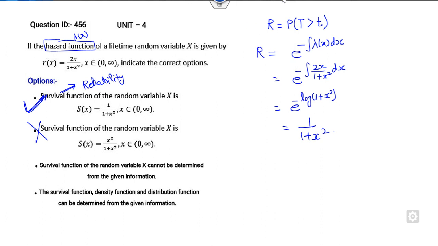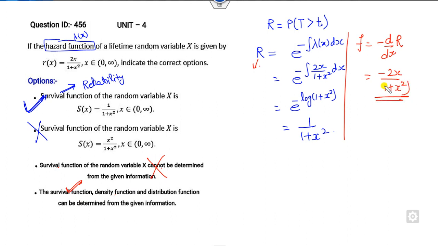Now once you know the hazard function, the reliability is here. The statement that the survival function cannot be determined is wrong. The survival function can be determined. That's true. Density function: we can compute the density function from this reliability. Once you know the reliability, you can take the derivative and you will get this function, which is defined. So once you have the density function, that is the PDF, the distribution you can also define. So this is the right answer. So A and D are the correct options.